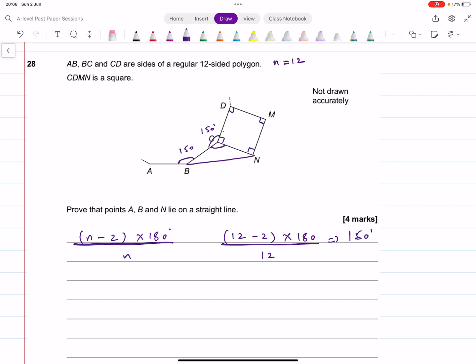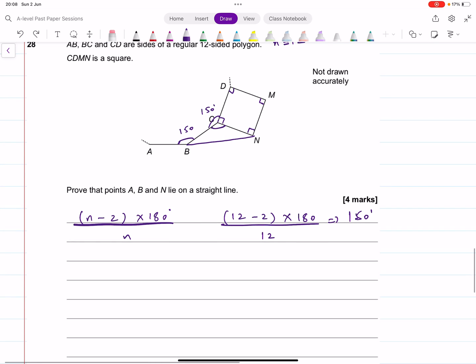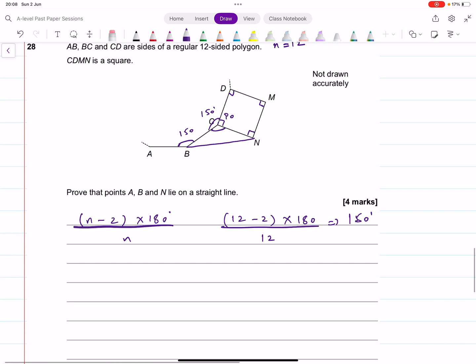The total angle on this circle is 360. So if this is 90 and this is 150, 360 minus 90 is 270, and 270 minus 150 is 120. This angle here should be 120. So we can say the angle BCN is 120.